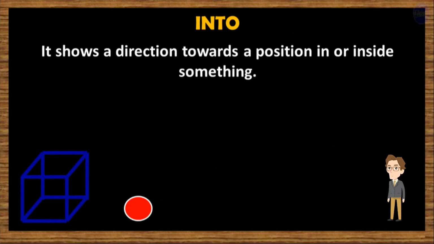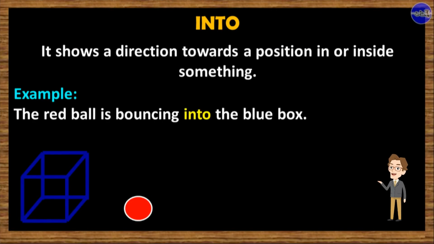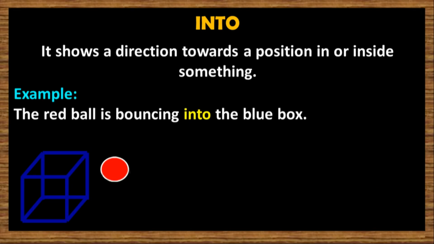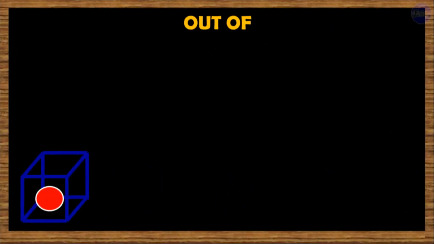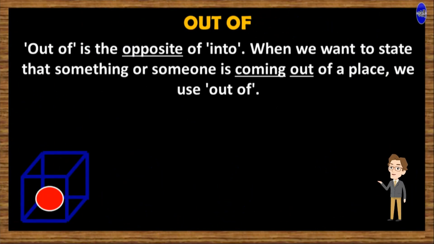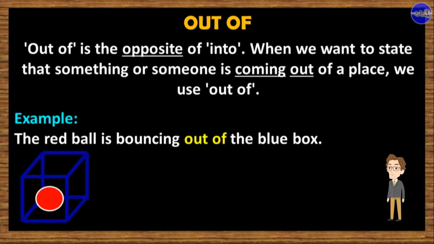Into. It shows a direction towards a position in or inside something. Example: the red ball is bouncing into the blue box. Out of. Out of is the opposite of into. When we want to state that something or someone is coming out of a place, we use out of. Example: the red ball is bouncing out of the blue box.